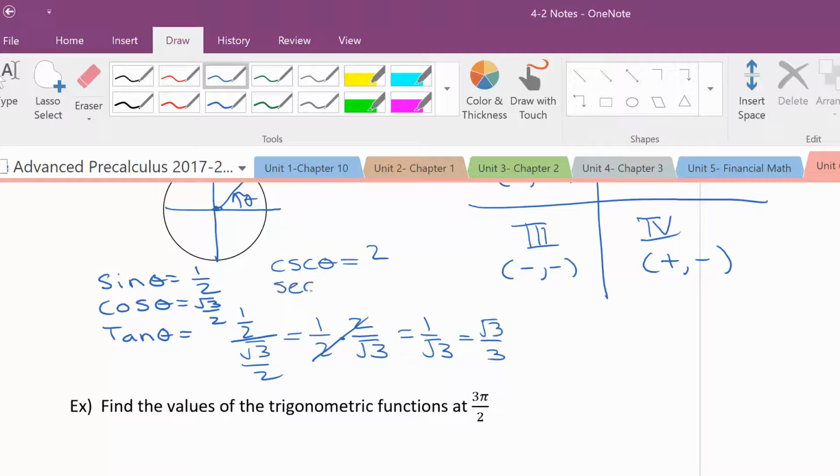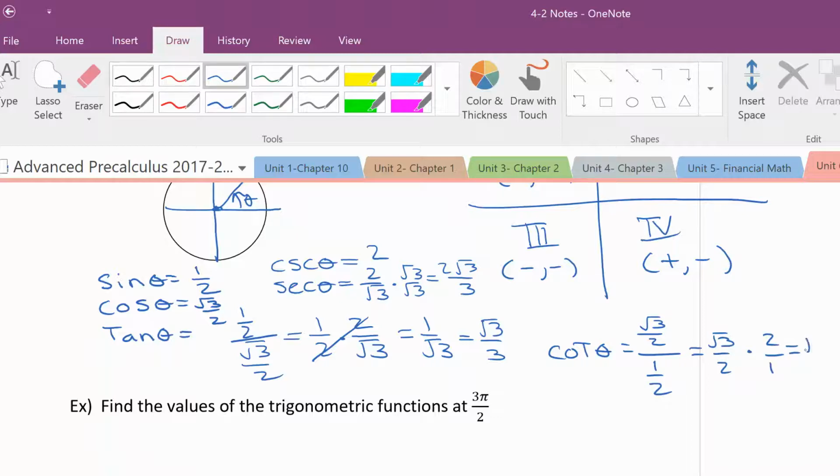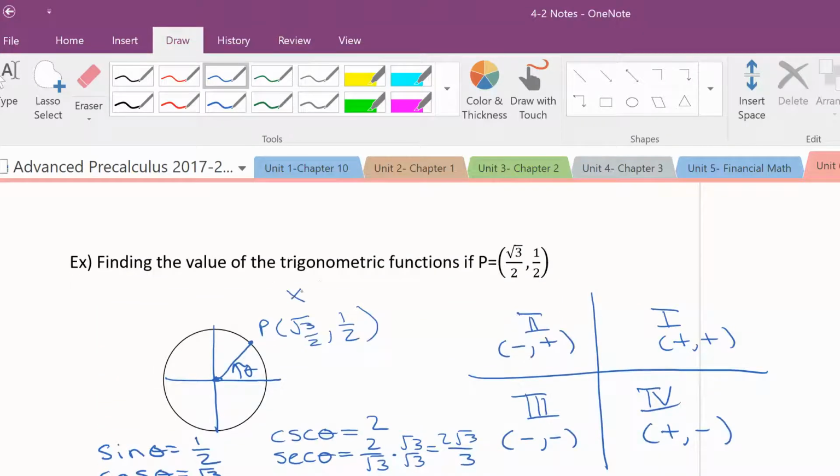The secant is the reciprocal of the cosine, which is 2 over √3, which when you rationalize it gives you 2√3/3. And then the cotangent is the last one, and that's just the reciprocal of the tangent, so you can do √3/2 divided by 1/2, which is √3/2 times 2, which is √3. So there's your 6 trigonometric functions based on the point that they gave you, because here's the x and here's the y.